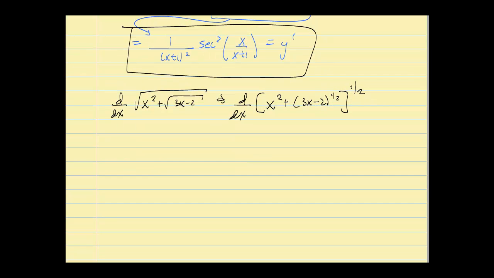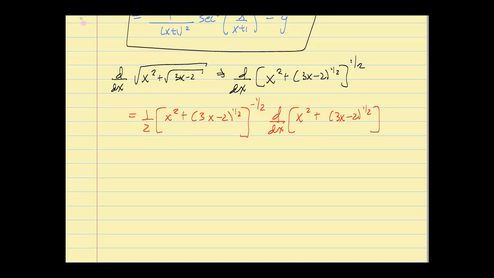So let's go ahead and start on that outside piece. I'd bring the 1/2 down, decrease the exponent by 1. Now I need to multiply it by the derivative within. So I'm taking the derivative of x squared plus (3x minus 2) to the 1/2. So dragging all this bit along, because what I'm writing in blue is the derivative of the outside. Now when I take the derivative of the inside, the derivative of x squared is 2x, and then the derivative of this piece is yet another chain rule.